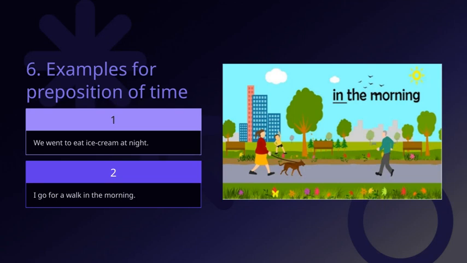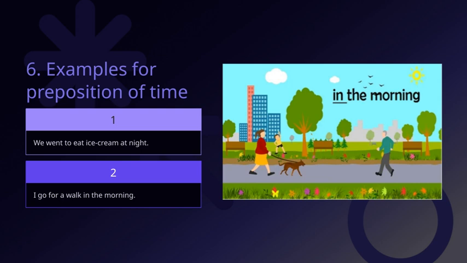Now let's look at some examples for prepositions of time. In the first example, I go for a walk in the morning. This shows that my walking activity happens during the morning, which is a specific part of the day. In the second example, we want to eat ice cream at night. Here, the action takes place during the night, highlighting a different time of day.